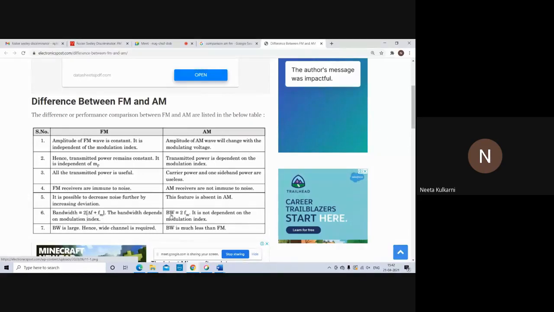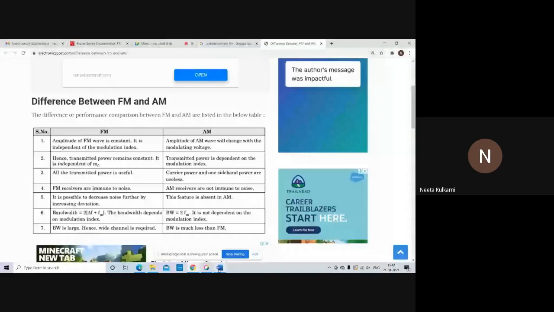What is the bandwidth formula? What is the complexity? What can we say about noise immunity? FM receivers are more immune to noise. That means the efficiency of opposing noise is higher in FM, whereas in case of AM it is less immune to noise. So all these things you can write here in the comparison. That was one question in the assignment, comparison between AM and FM.